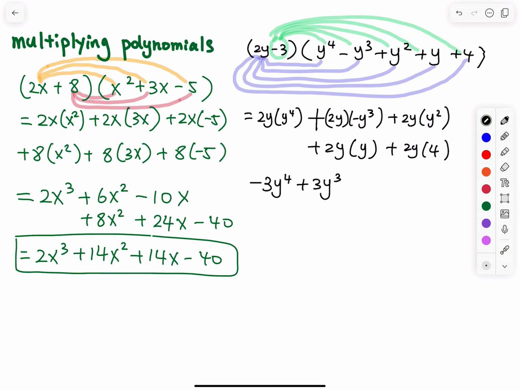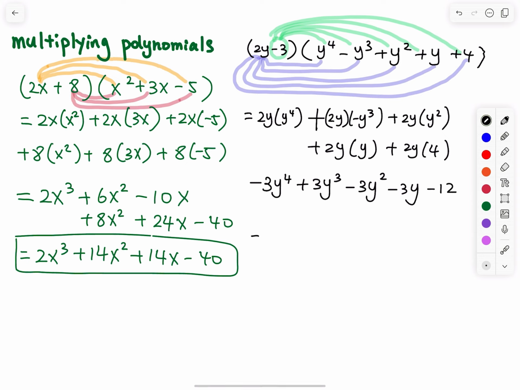Take a look. Negative, minus times minus, you get a plus. And then the next one, the second power, minus times a plus, you get a minus. Minus 3y, plus y, minus 3y, minus 3 plus 4, minus 12. Okay, the minus 3 is done.